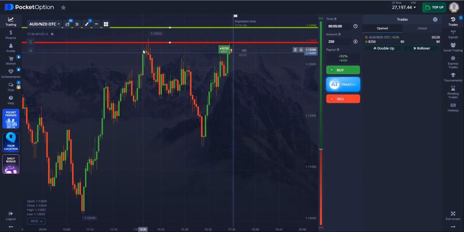Today in our video I will tell you how to determine the breakdown of the level. You've probably encountered situations when you opened a deal from a level and the price continued its movement, not noticing this level, and went further. Such situations are very common at the moment. The main thing is to learn how to correctly identify a false breakdown. Either it is a false breakout, or it is a rebound.